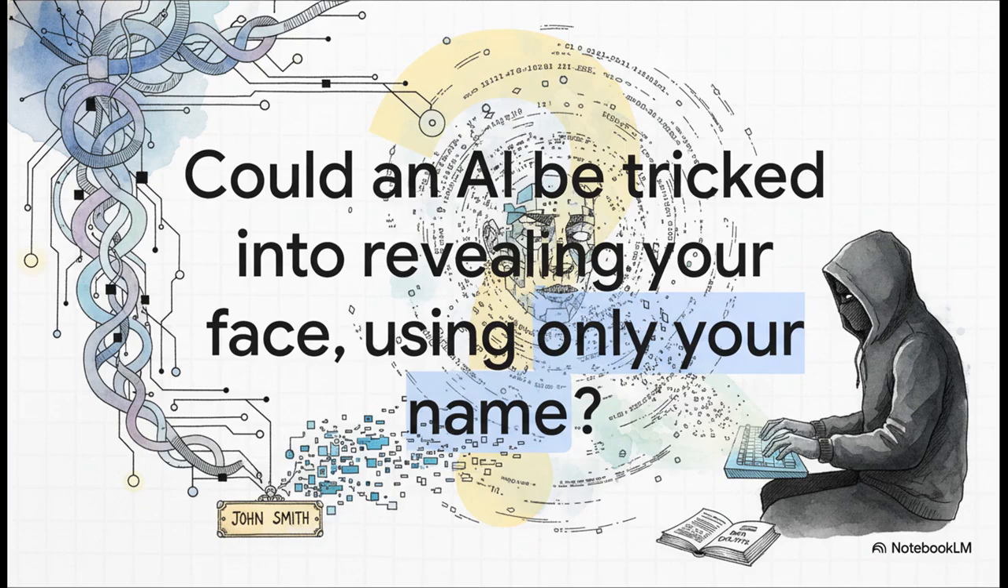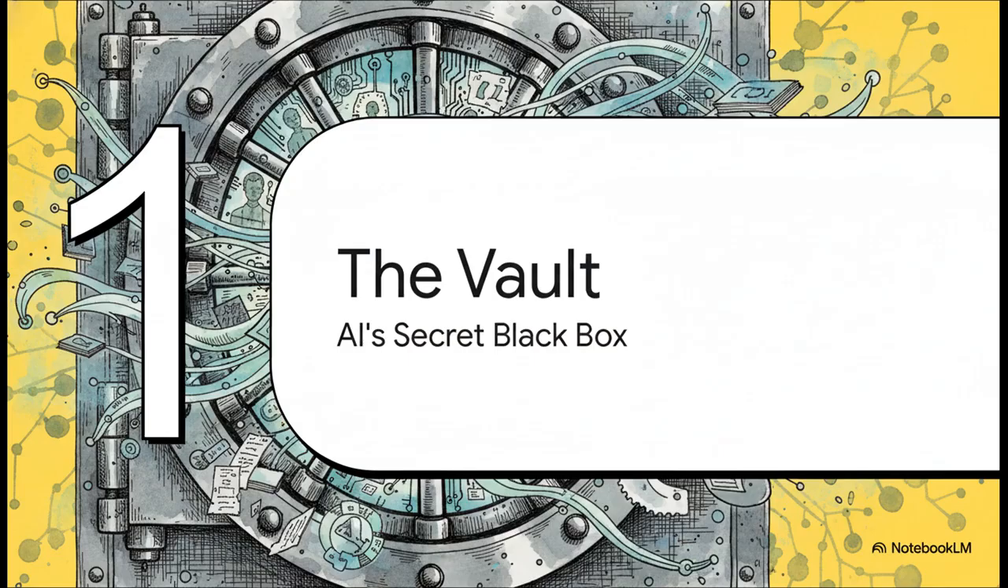So let me ask you something a little unsettling. Could an AI be tricked into giving up a picture of your face if all someone had was your name? I know, it sounds like a plot from a sci-fi thriller, right? But this isn't fiction. It's the exact question a group of researchers set out to answer. So, you're probably wondering, how is that even possible?